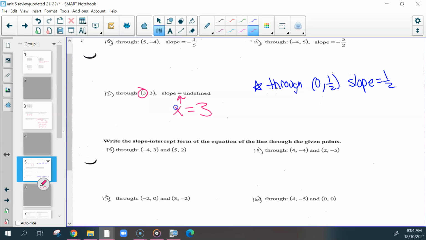Now, if you get a problem like this that says the slope is undefined, you can't use point slope formula. If it says the slope is 0, you can, but you don't have to. So if this says slope is 0 and you did the point slope, you would end up with just y equals whatever the number is. But if you wanted to do that work, you're more than welcome to.